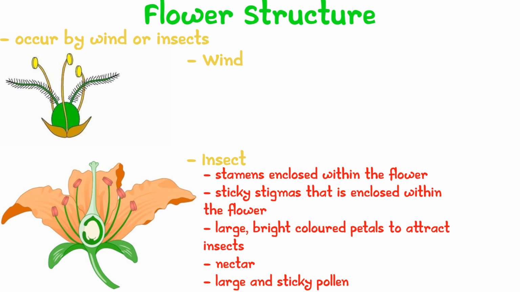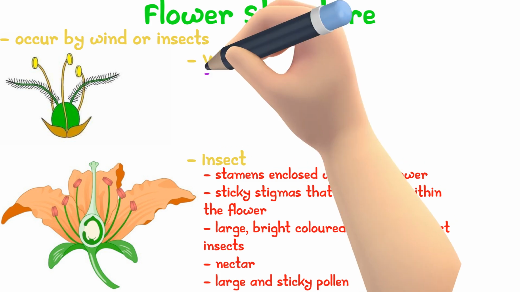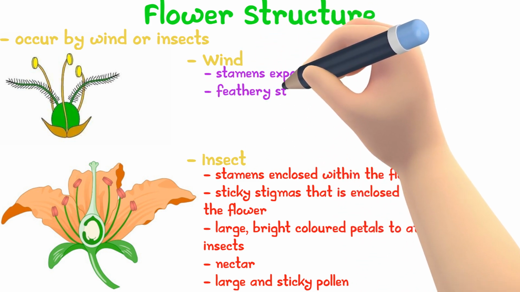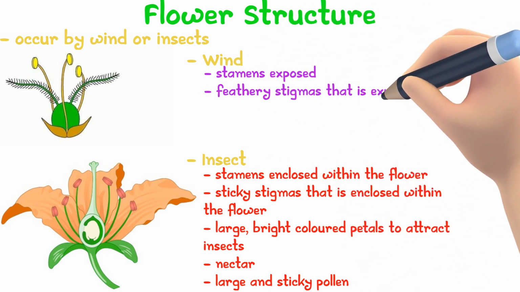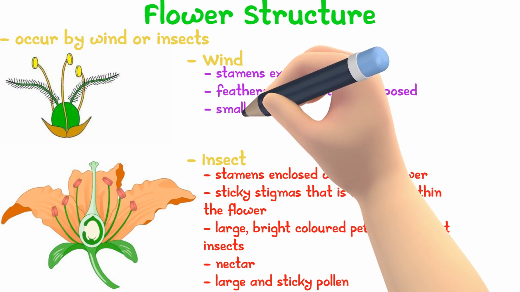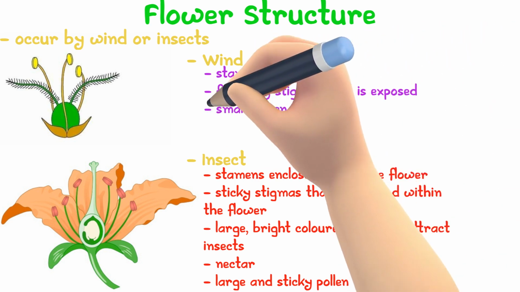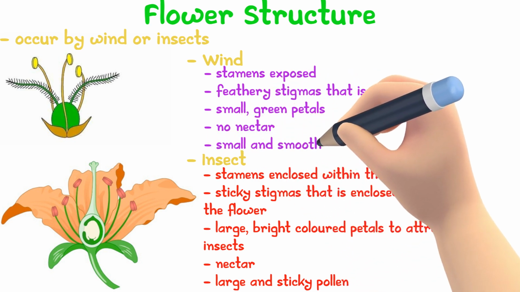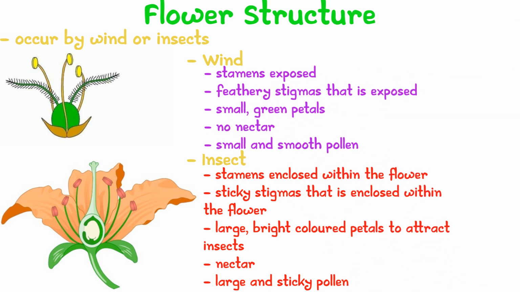Wind-pollinated flowers have very different structures. Their stamens are exposed for the wind to blow their pollen. The stigmas are feathery to catch pollen grains from the wind and are exposed. They have small green petals and no nectar. The pollen grains are small, smooth grains that are easy to carry in the wind.